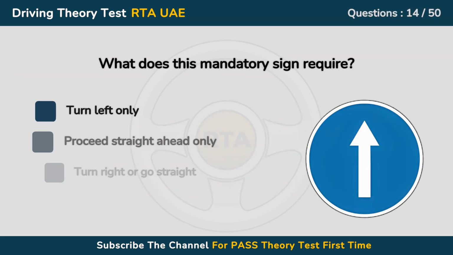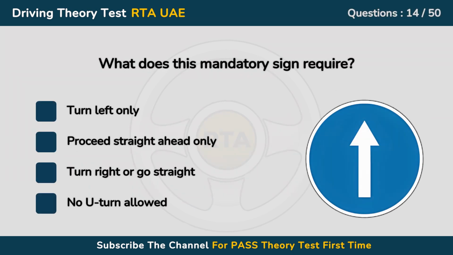Question 14. What does this mandatory sign require? A, turn left only. B, proceed straight ahead only. C, turn right or go straight. D, no U-turn allowed.